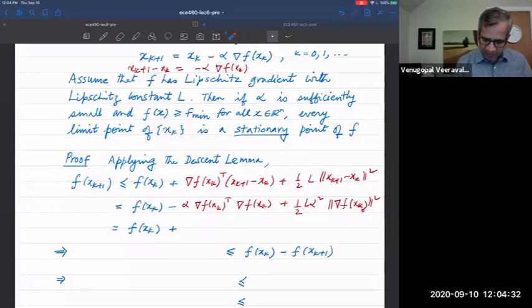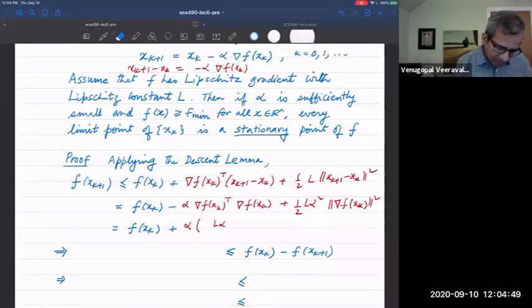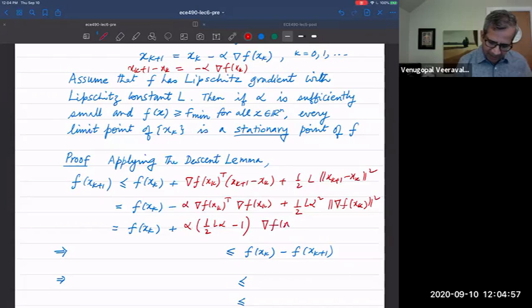But this is basically also just the norm of the gradient squared, so I'll have two terms of the norm of the gradient squared. I'll club them together, so I get alpha times half L alpha minus 1, times the norm squared of the gradient of f at xk. Okay.